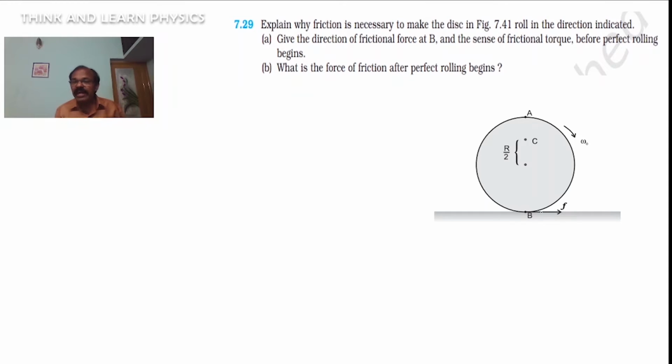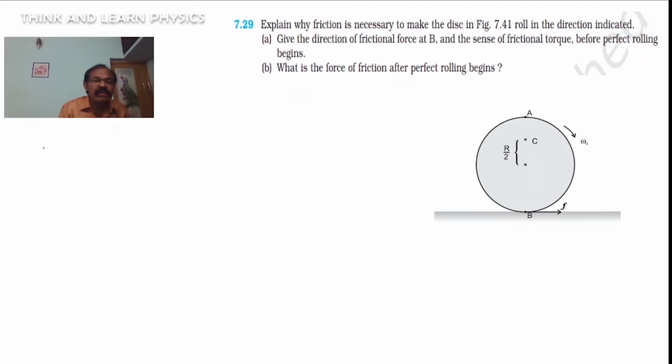This friction force acting towards right helps the disk to move towards right. If there is no friction, the disk will not roll in any direction, since an external force is necessary to move a body in any direction from rest.